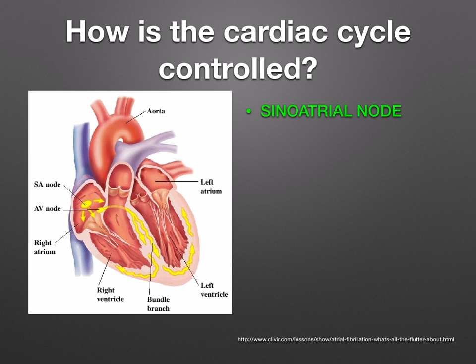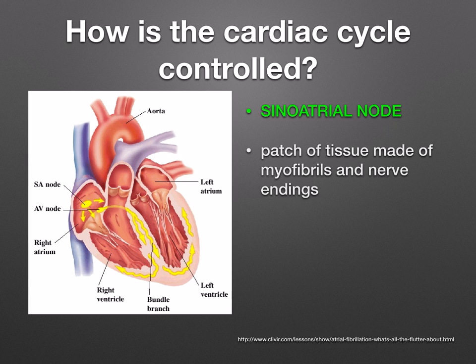It's a specialized patch of tissue made of myofibrils and nerve endings. So it's in the right atrium. It's myogenic, which means that the stimulus comes from within the muscle itself. It has a basic rhythm of stimulation that determines the beat of the heart. It's for this reason it's often called the pacemaker.